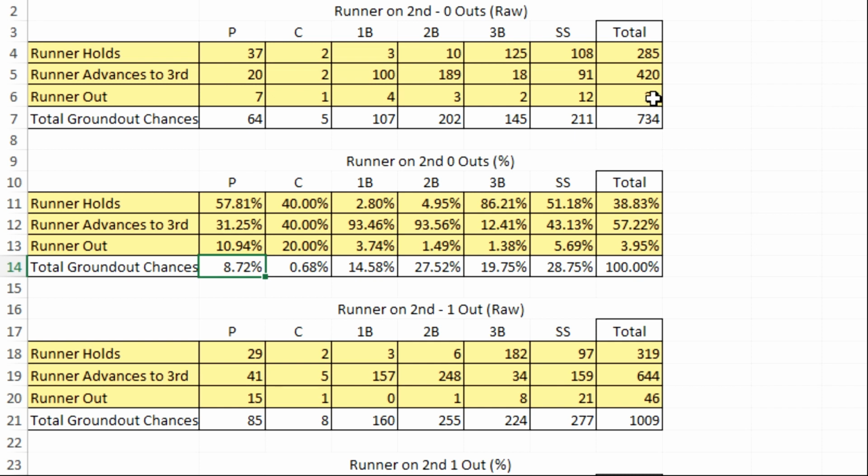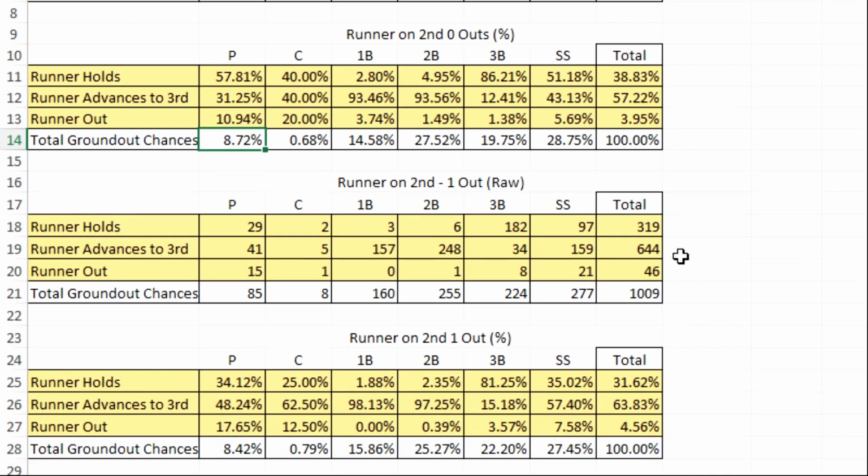Now, if we look at the raw data, we can see that there were 29 cases of the runner getting thrown out at third with no outs and 46 with one out. Now, there were more plays overall, so we have to take that into account. And the percentage isn't that huge. 4% roughly with no outs, 4.5% with one out that the runner's thrown out. So they're taking more risks. They're getting thrown out a couple more times, but not a huge number.